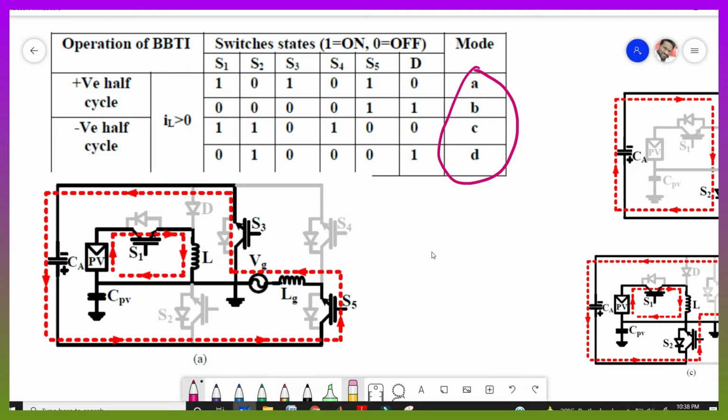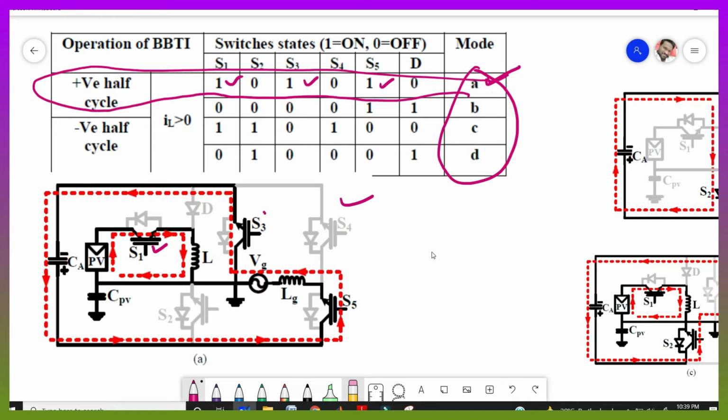In the first mode of operation, we have the positive half cycle, because in alternating current we have 2 half cycles, positive and negative, right? If you take the positive half cycle, switches 1, 3 and 5, 3 switches, are on. So that is the first mode of operation, and the circuit will be like this. Here switch 1, 3, 5 is on. Switch 1 means this, right?